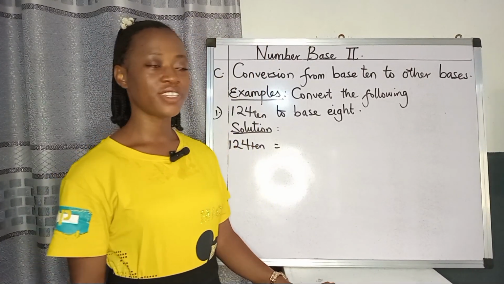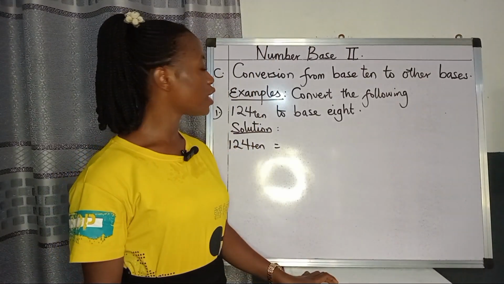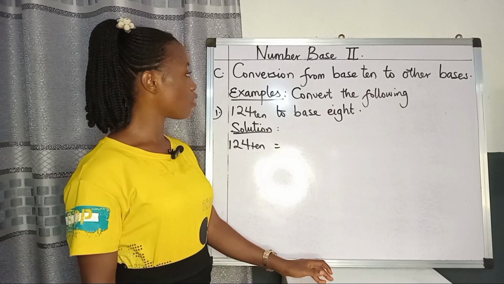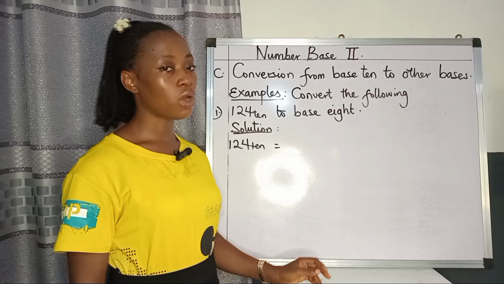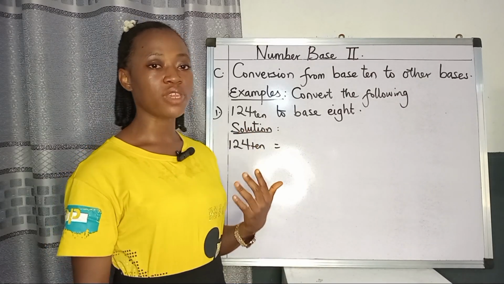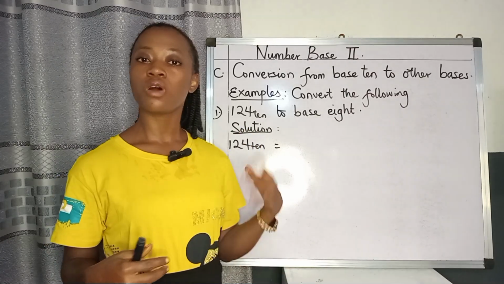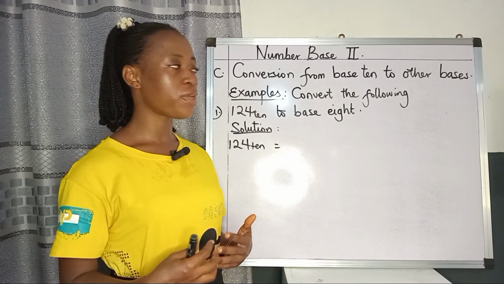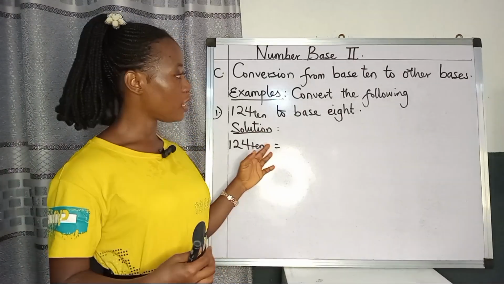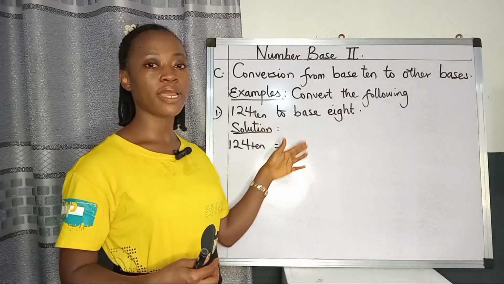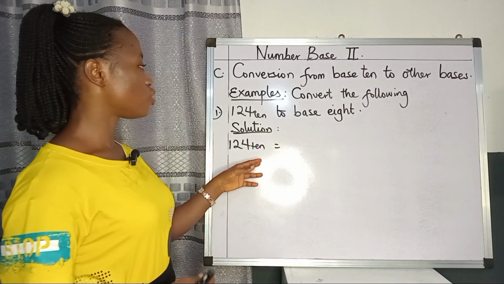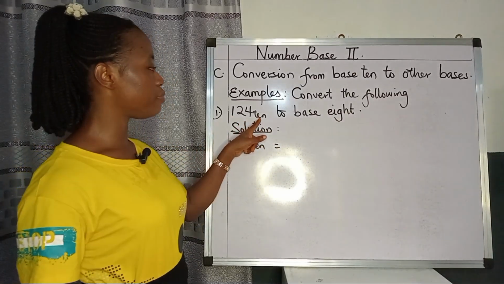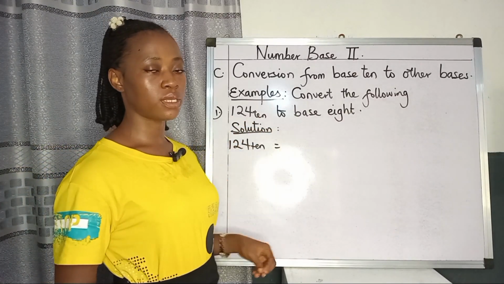Welcome back, guys. In this lesson today, we'll be looking at the second part of number base. Today we'll be looking at conversion from base 10 to other bases. Remember, the last time we learned how we can convert from other bases to base 10. In this lesson, we'll look at how we can convert a number in base 10 to a number in another base. This question says convert the following. We are going to convert 124 base 10 to a number in base 8.